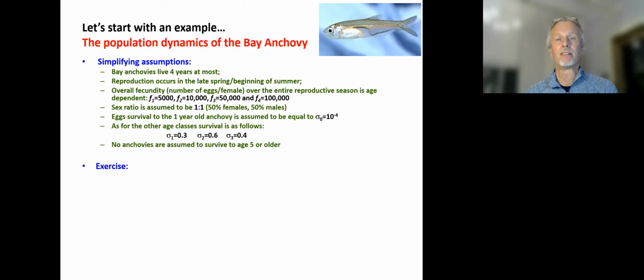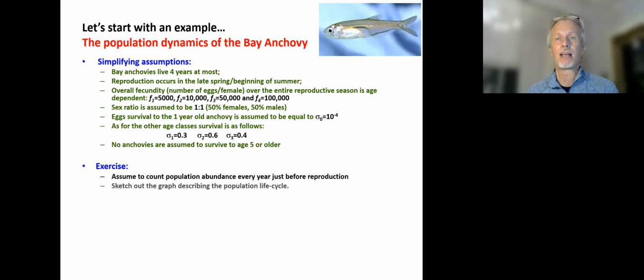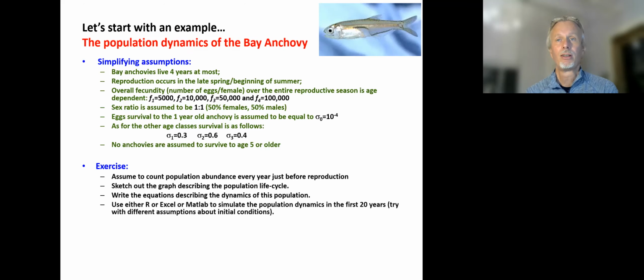So this is the exercise we're going to start to do here in this class, and we'll continue to do actually in our lab. We assume to count population abundance every year just before reproduction. First thing we need to do is to draw the graph describing the population life cycle. We then write the equation describing the dynamic of this population, and we will use R. As a matter of fact, you can use also Excel or MATLAB to simulate the population dynamics in the first 20 years or so, and try with different assumptions about initial conditions.